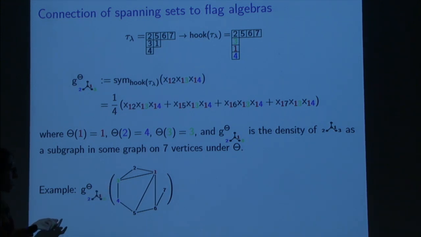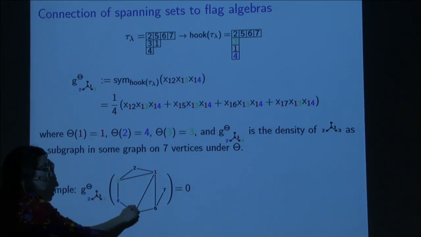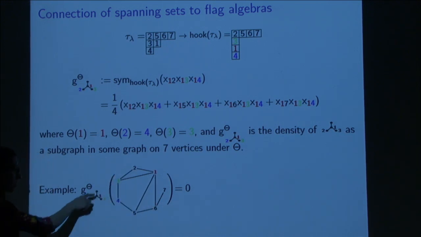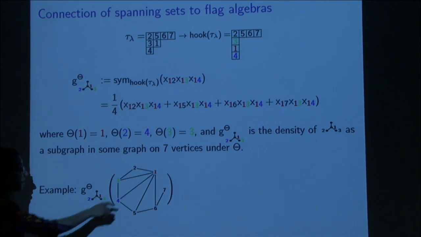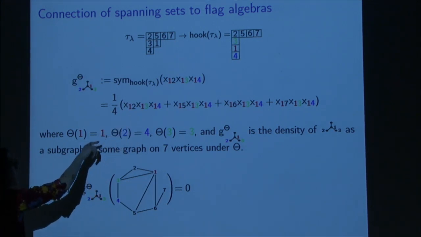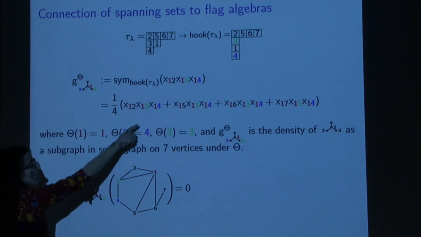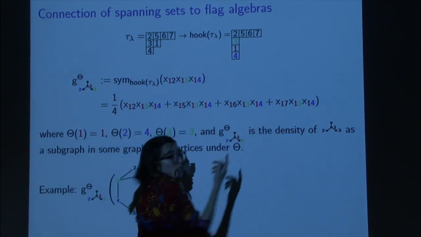And now I want to know, well, where can I send my last vertex so that I get this subgraph? So here, I get 0 because there's no edge between my red vertex and my blue vertex. So no matter where I send my last vertex to 2, 5, 6, or 7, I will not get this subgraph. I would have gotten exactly this if I evaluated my polynomial on this graph, right? So the variable x14 is 0, so I get 0 plus 0 plus 0 plus 0. I also get 0.